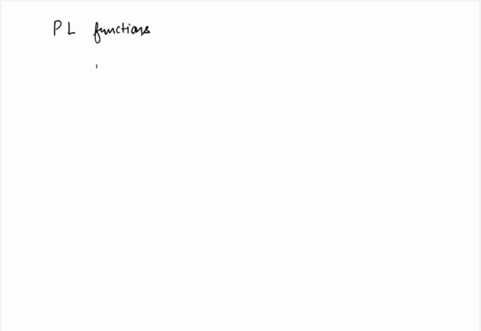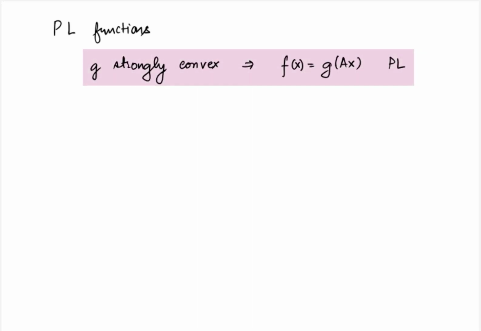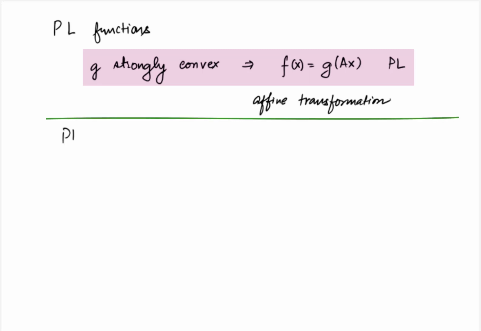A general result that is proved in the reference cited is that for any strongly convex function g, the function f of x equal to g of Ax is PL, where A is some matrix. We have already seen the examples of least squares, so this result already covers all convex quadratic functions. In general, any affine transformation on a strongly convex function might remove the strong convexity, but PL would still hold. The functions satisfying PL need not necessarily be convex. However, all PL functions are invex.